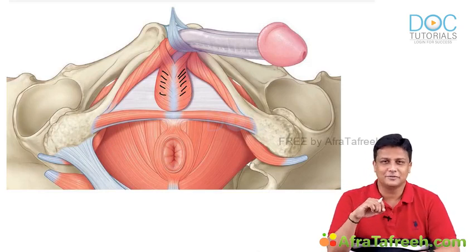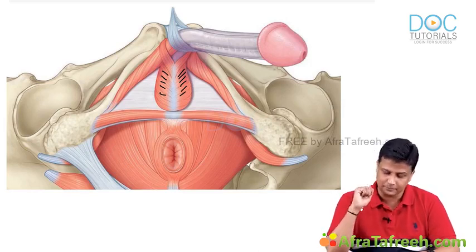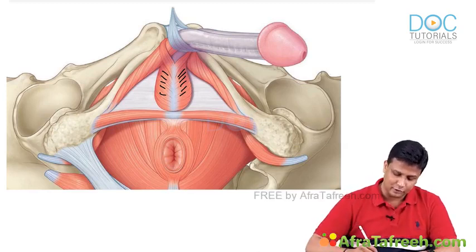Bulbospongiosus muscle. That is what I want you to learn. Please don't mug up the names of the muscles. You'll not be able to remember them for the long term. So what is the name of the muscle around the bulb of the penis? Bulbospongiosus muscle.